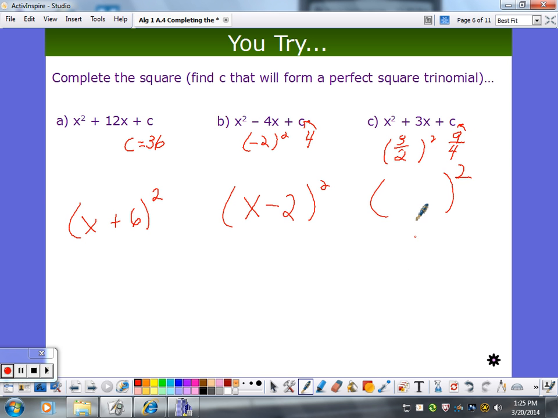C. It's much easier to square the fraction. And then what am I going to have in here? Plus 3 halves. Keep the fraction, it's easier to deal with. Believe me. Okay, questions on this?